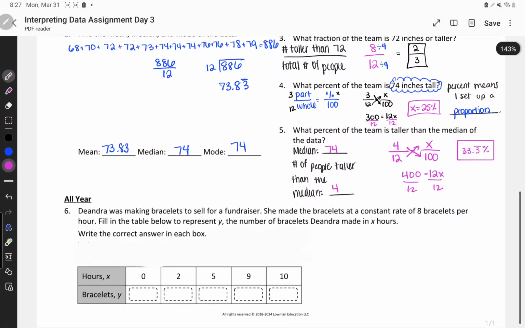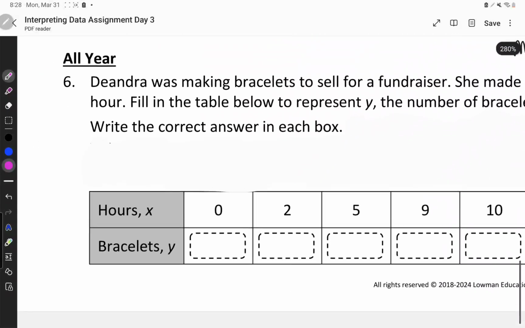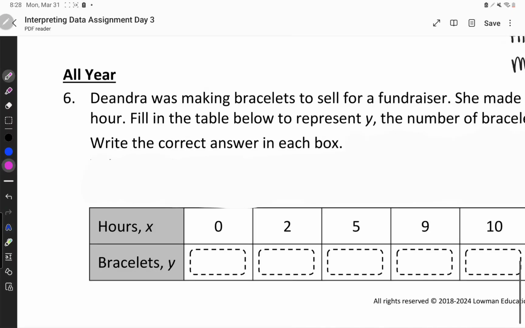The last question says, Deandra was making bracelets to sell for a fundraiser. She made the bracelets at a constant rate of 8 bracelets per hour. Fill in the table below to represent Y, the number of bracelets that Deandra made in X hours. So let's say that she has worked for 0 hours. She hasn't even started. How many bracelets would she have made?